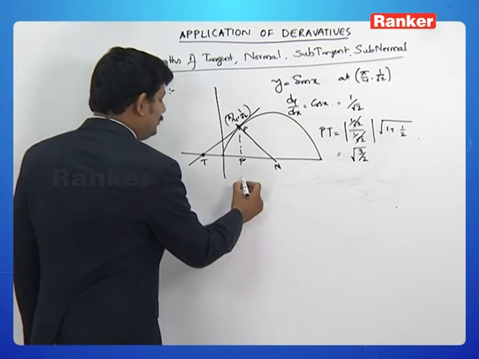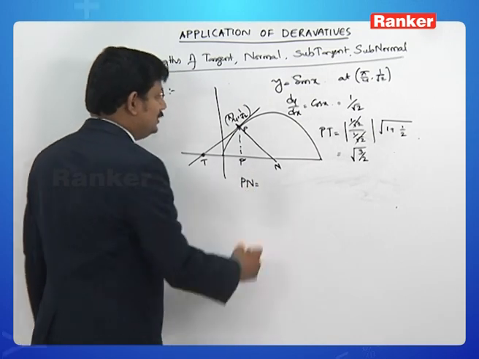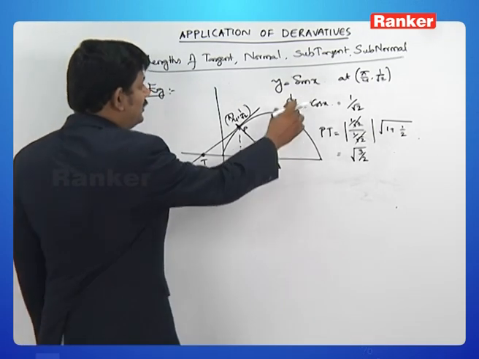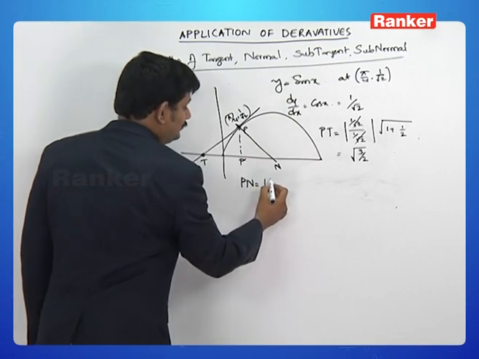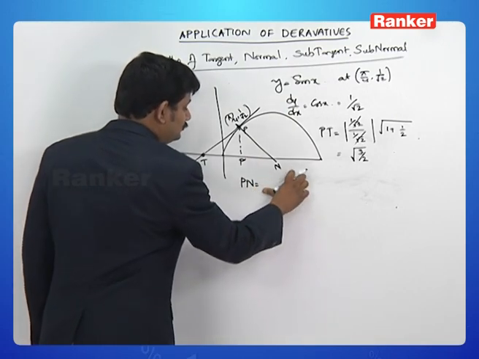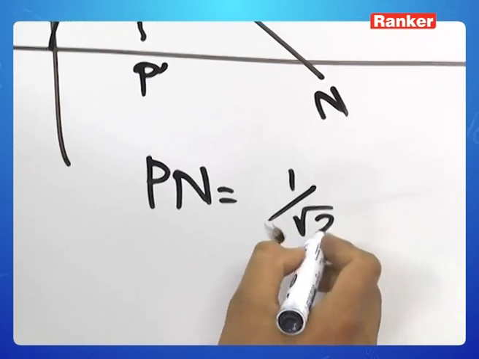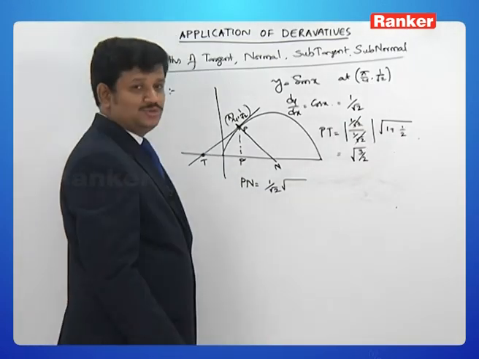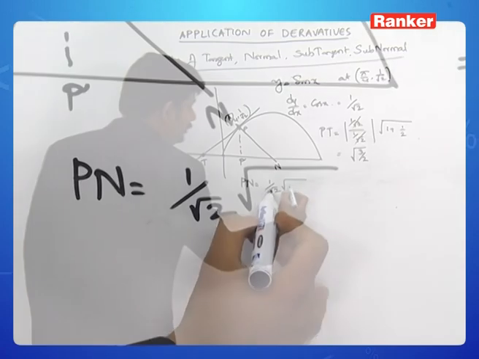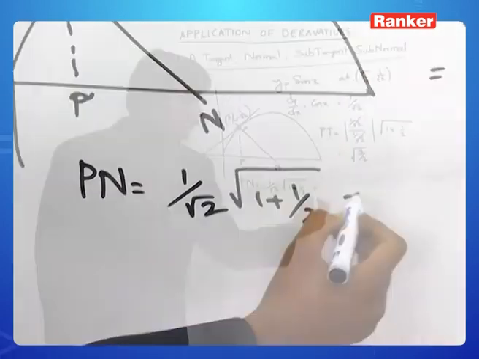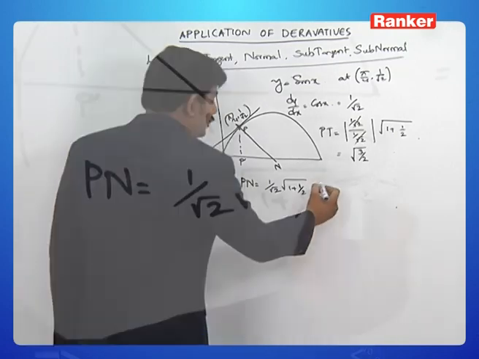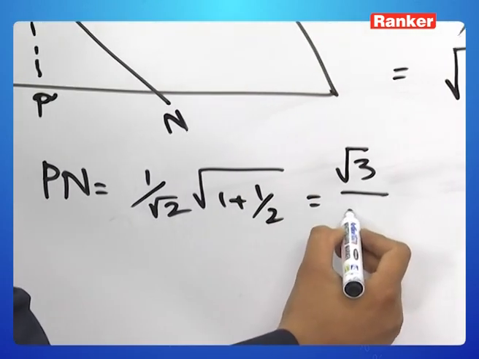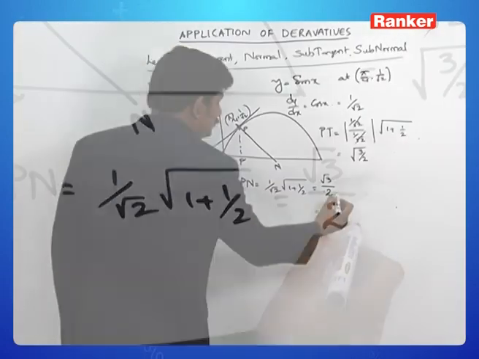Let us find length of the normal PN, it is the y coordinate at that point, mod y1, which is 1 by root 2, into root over 1 plus m square, 1 plus m square just now we have found it is 1 plus 1 by 2, or root 3 by 2, or root 3 by root 2 into 1 by root 2 becomes root 3 by 2.